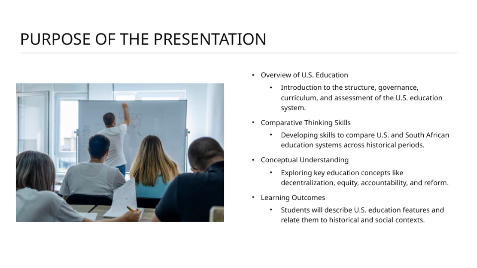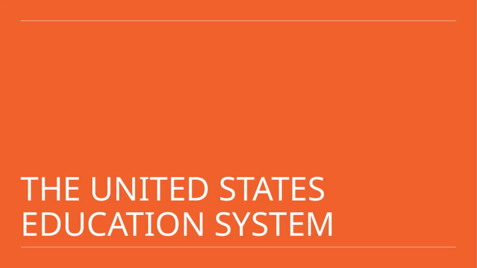By the end of this, our learning outcomes are that you should be able to describe the main features of U.S. education and relate them to broader historical and social contexts. Finally, the purpose of this presentation is to deepen our understanding of how different education systems operate and evolve, helping us think critically about education in both the U.S. and South Africa.